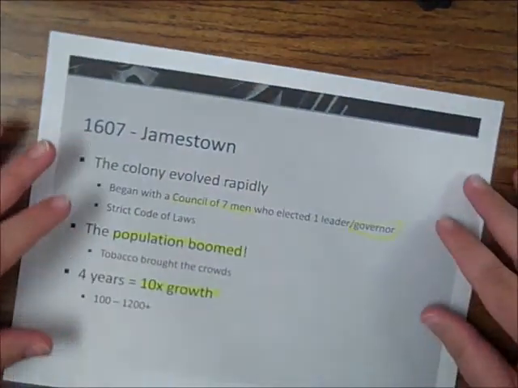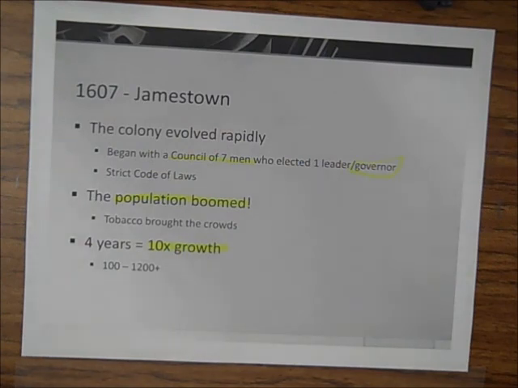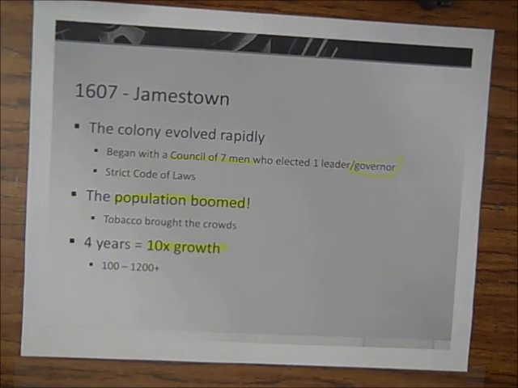We begin in Jamestown because this is the first permanent English settlement. Jamestown was a colony that evolved rapidly, and their government had to shift and shape with the ever-changing population in Jamestown. We learned that Jamestown was a boom town, and they had to evolve rapidly with the population changes. Their type of government really began with a council of 7 men who elected one leader or governor.